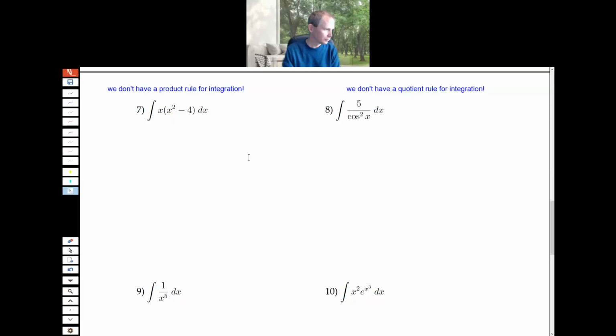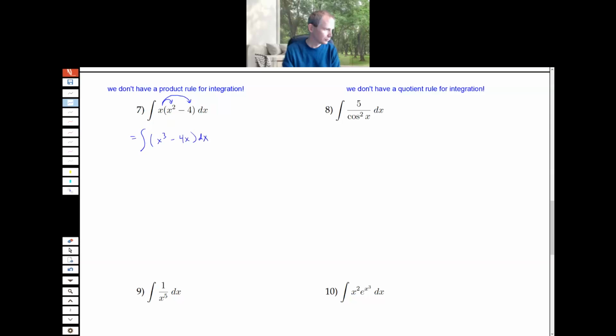All right, let's go ahead and go through these two. The key with the first one, I want to not have a product. So before I integrate, I'm just going to go ahead and distribute this x so that I don't have a product anymore. So I'm just doing algebra stuff. I'm not doing any calculus, no integration yet. X times x squared is x cubed. X times negative 4 is minus 4x.